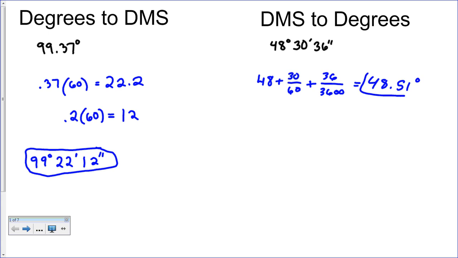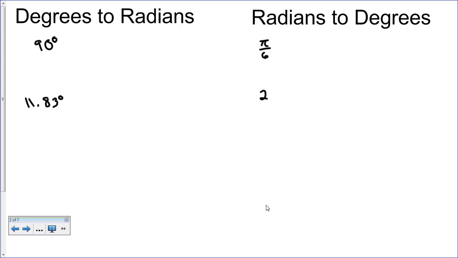Now there's a button somewhere in your calculator that lets you convert between these, but for now I would really like for you to go ahead and give this a try on converting back and forth between them by hand. The next thing it talks about is radians.